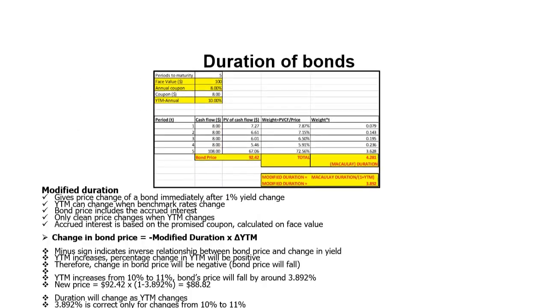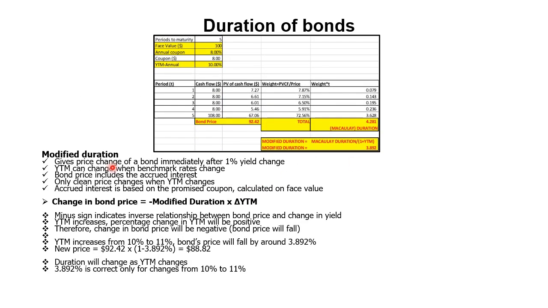The modified duration measures the expected change in the intrinsic value of a bond immediately after there is a 1% change in the yield to maturity. The YTM can change because of factors such as changes in the benchmark rates. The intrinsic value includes the accrued interest, although only the clean price, which is the one without the accrued interest, changes when the YTM changes. The accrued interest is obviously based on the promised coupon, which is calculated based on the face value.